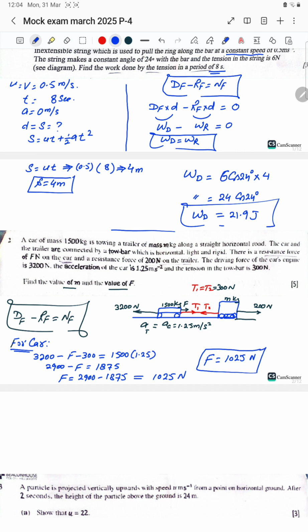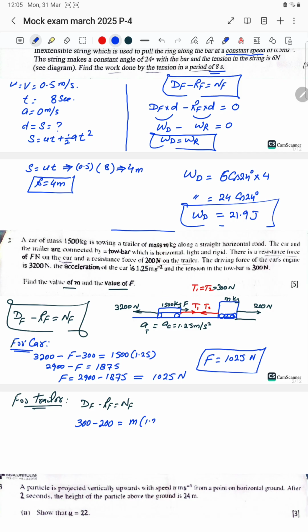Now similarly, we can go for the trailer. For the trailer, we know the driving force minus resistive force is equal to net force. So here the driving force of the trailer is the tension, and that is 300, and the resistive force is 200 Newton, opposite the motion of the trailer, is equal to net force ma.